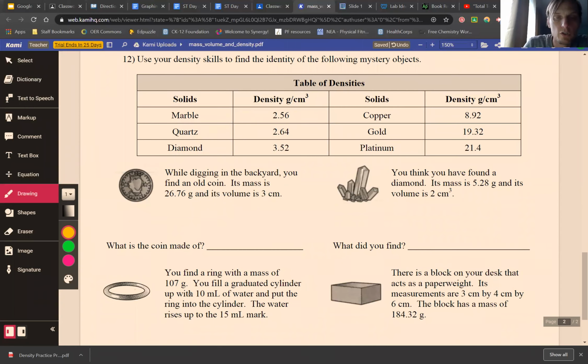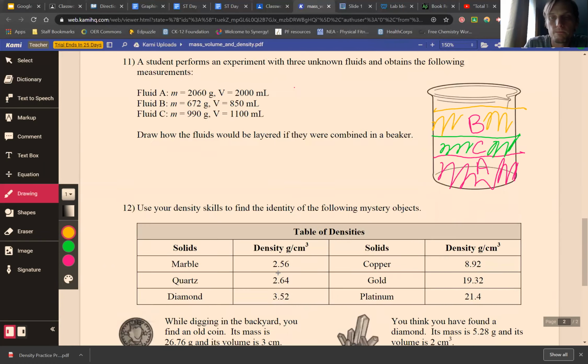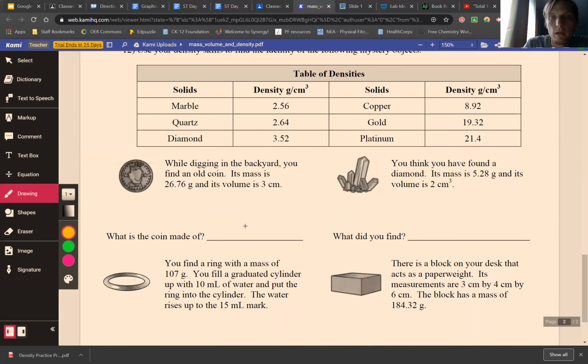So down here, again, I'm not going to work all of them out. I will tell you that these two down here, the ring and the block, are similar to up here where you have to figure out the volume first. And then find the answer, compare it to your table of densities. This is why density is a physical property. It can be used to identify substances. For every given unit of volume, there is a certain mass that is specific to that substance, all right? So it's the identity of that substance.